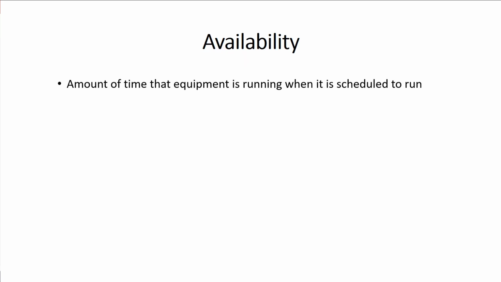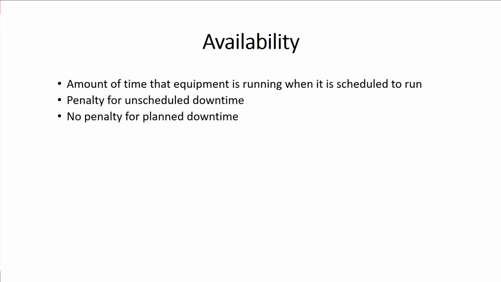So availability is the amount of time that equipment is actually running when it's scheduled to run. Any unscheduled downtime, if the machine breaks, we take a penalty. There is no penalty for planned downtime. We do this because preventative maintenance is planned downtime. All equipment must be down. You must change the oil in your car, so that car cannot be scheduled to run during that.